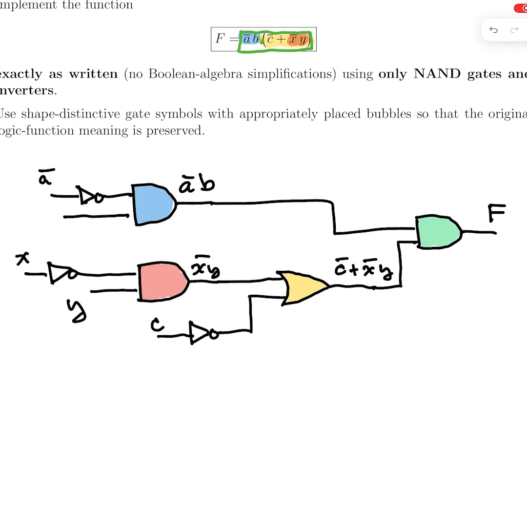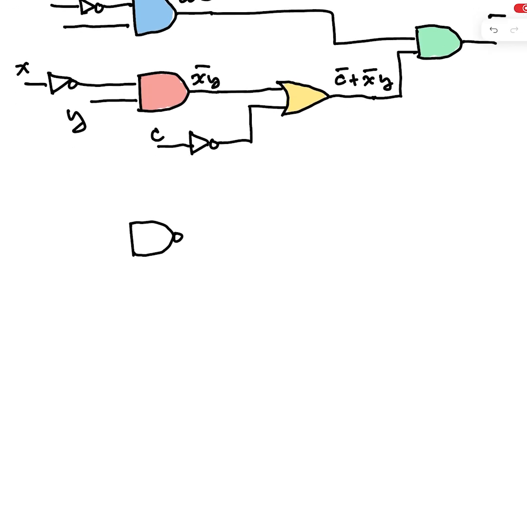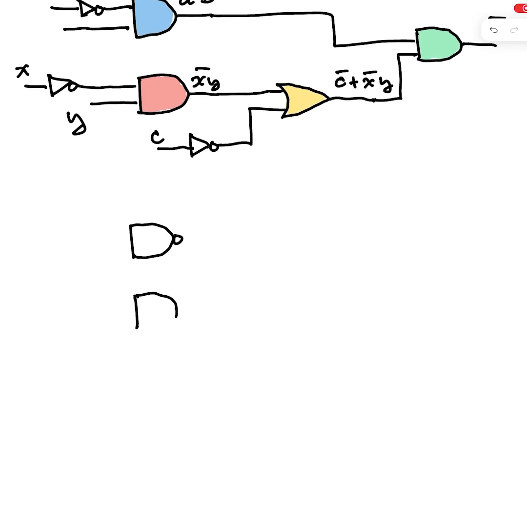Now what I want to do is use essentially DeMorgan's by using bubbles in appropriate places to implement this with only NAND gates and inverters. My first step is to convert the ANDs to NANDs. I'm going to redraw all the NANDs that I see with bubbles on the output.